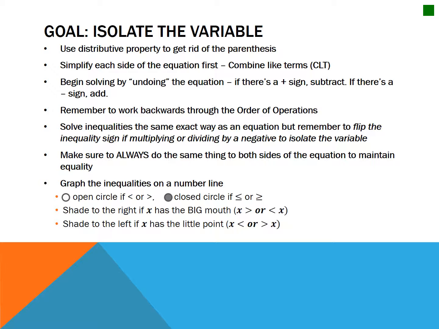So you're going to combine like terms. Remember, that means adding together all the guys with an X and all the guys without an X. You're going to begin by solving by undoing. Look for a plus or minus sign first and take care of that by adding or subtracting. Remember to work backwards. That means you're going to add or subtract, and then you're going to do your multiplication or your division.